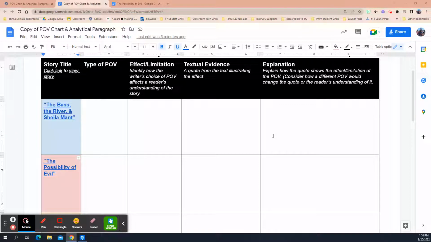Hey, Mrs. DC here. I'm going to talk you through how to complete the point of view chart and how to start writing the analytical paragraph on point of view.